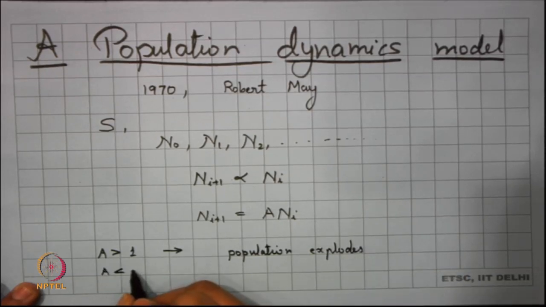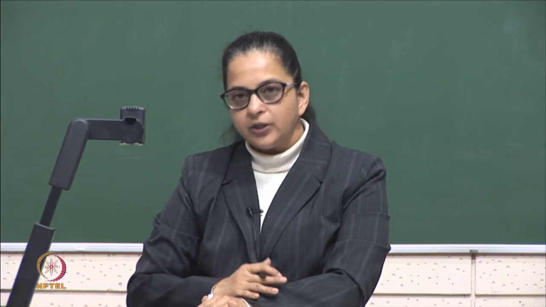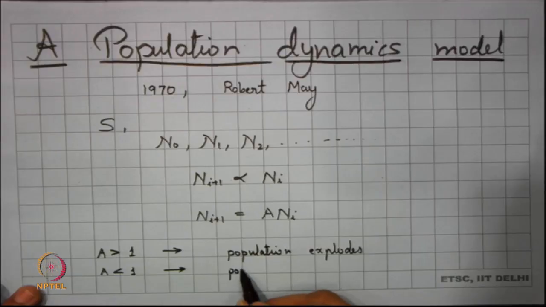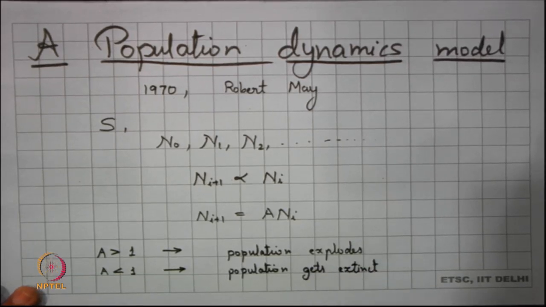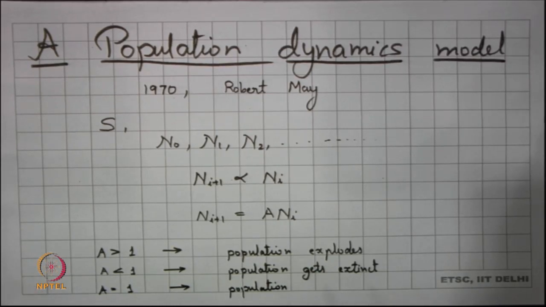If A is less than 1, then it is observed that in the next year you will have fewer individuals than the present year, and that continues, and since A is less than 1, as time goes on the population gets extinct. And if A is equal to 1, then the population remains constant. It does not matter how the season changes, whatever happens to the year, the population remains constant.